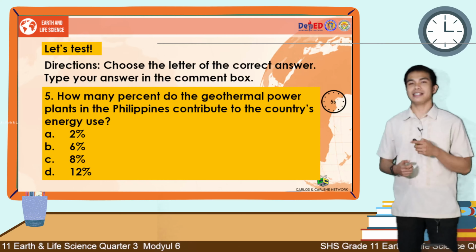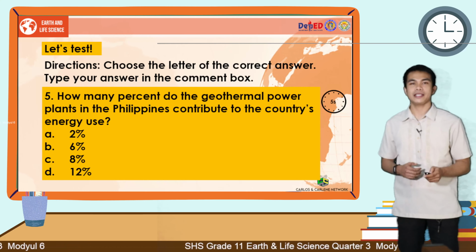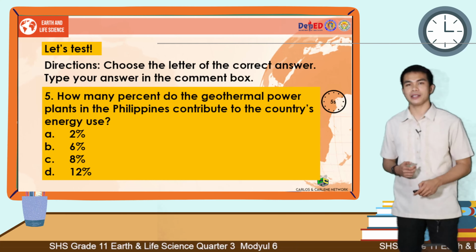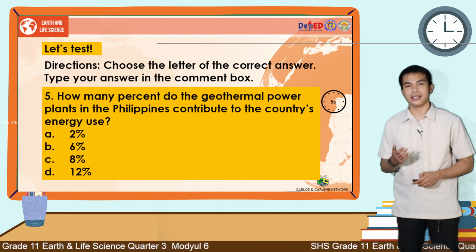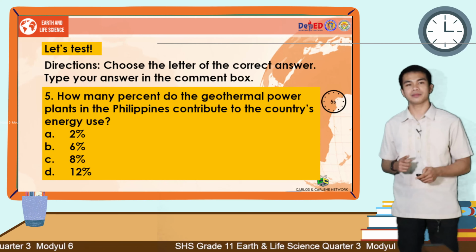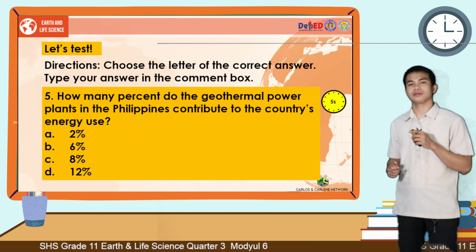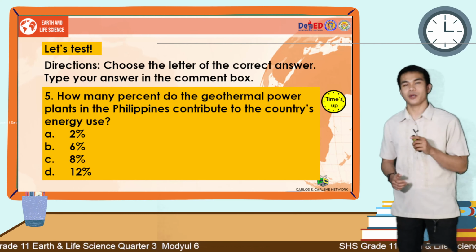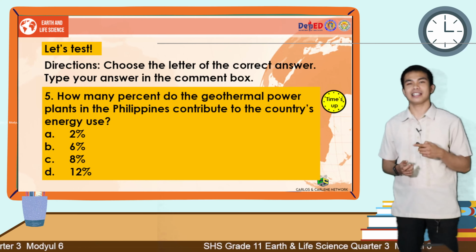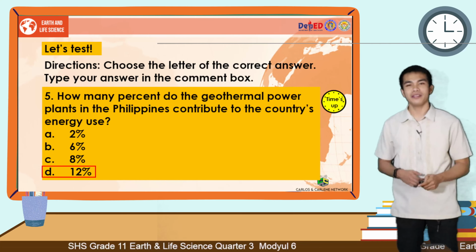And last, let's have the fifth question. How many percent do the geothermal power plants in the Philippines contribute to the country's total energy use? A, 2%, B, 6%, C, 8%, D, 12%. 5 seconds to think of your answer. Alright. What's your answer? Okay, going back to the first activity. The answer is letter D, 12%.